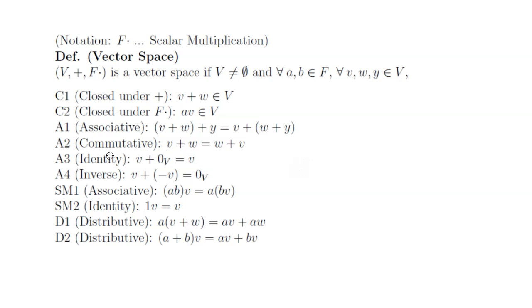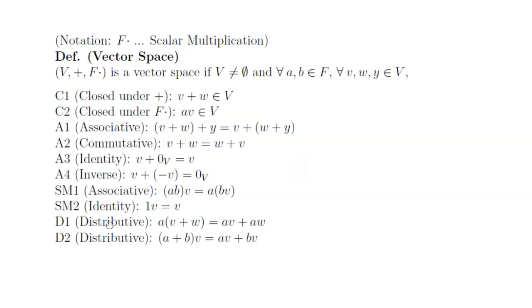And the scalar multiple has only a couple of rules, which is associative. You can multiply b by v first, then apply a to that, or you can apply a and b in the other order. And identity: you should have an element identity 1. If you multiply a vector by 1, you should get exactly the same vector. So this is a multiplicative identity.